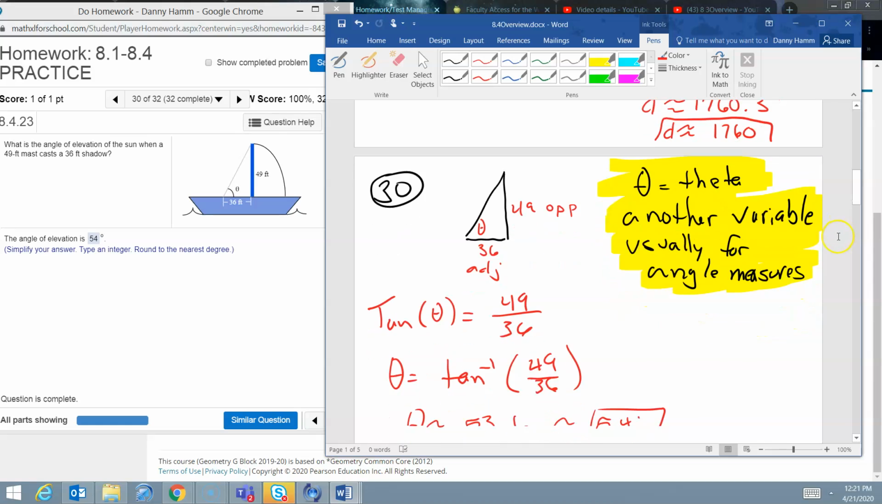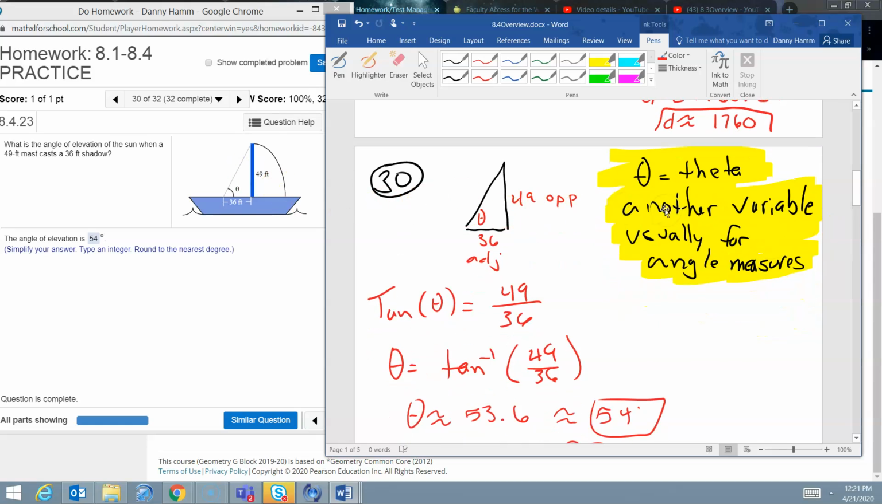Moving on to 30. Here you see a new symbol. This is theta. It's a Greek symbol. It's just a variable. They could have used x here, but in moving up into Algebra 2, pre-cal, calculus, you're going to see theta, and it's just another variable. But it's typically used for angle measures, so get used to it.